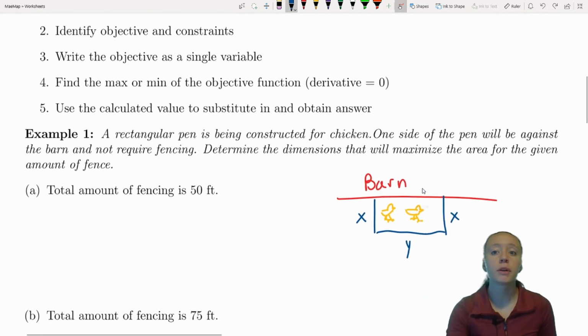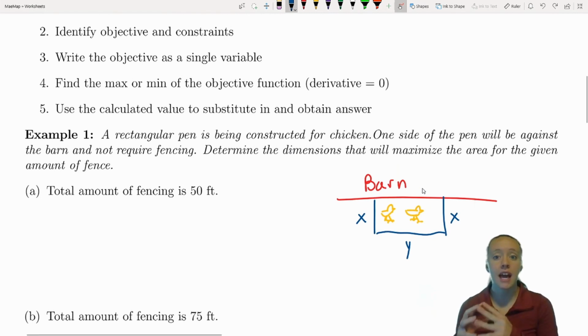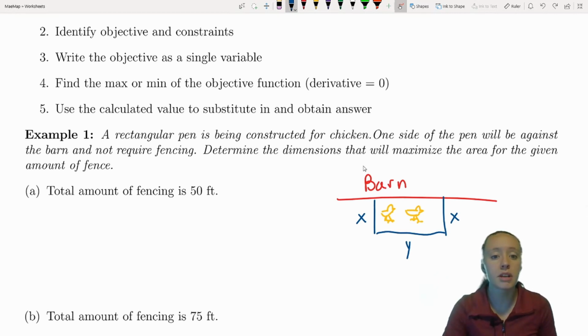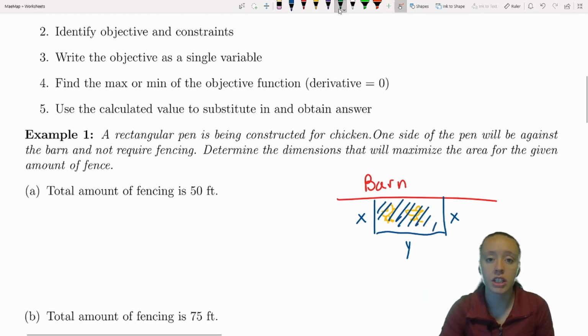Step 2, we're going to identify our objectives and our constraints. So our objective function is what we're trying to either maximize or minimize. And it says determine the dimensions that will maximize the area for the pen. So our objective function is going to be the area. And what is the area of this rectangular pen that we have here? That area is, I'll write my objective function in green.